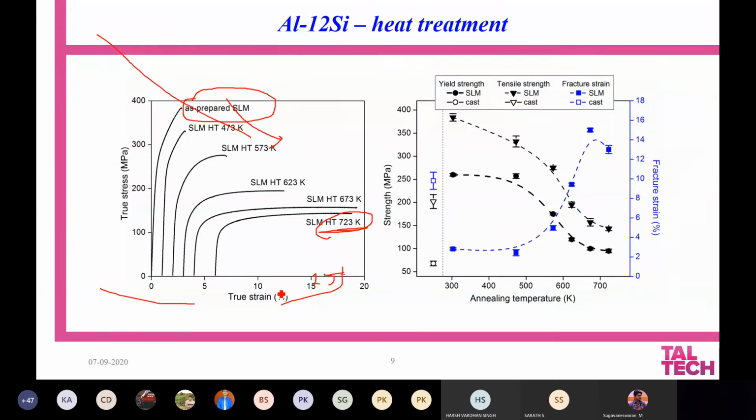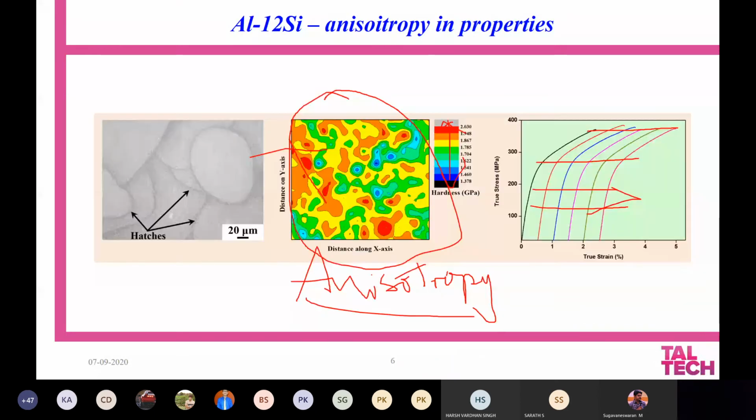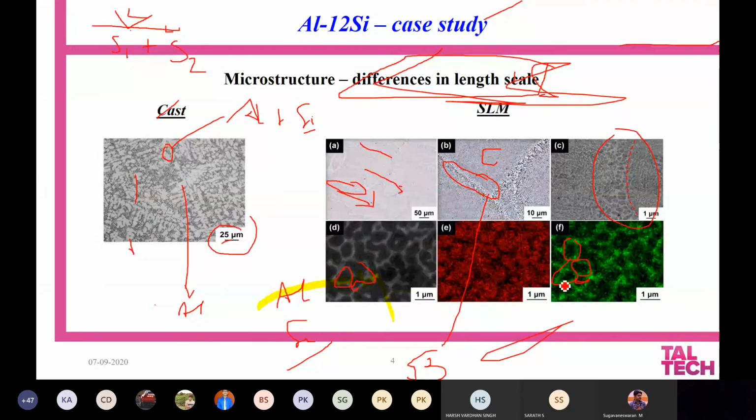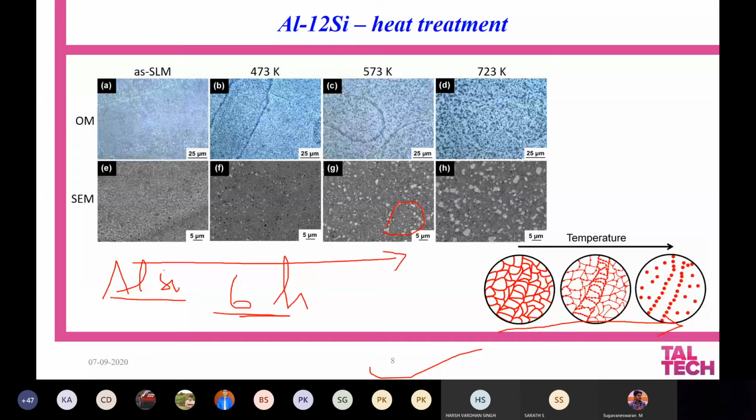Of course, all these changes in the mechanical properties are based on the microstructure, and these are all based on the metallurgical phenomena that take place, which I'm not going into in detail here, but I just wanted to highlight again that the continuous skeletal network of silicon in the submicron regime, that is around 200 nanometer width, is broken down into a composite-like microstructure. That's why you have a degradation in the property.